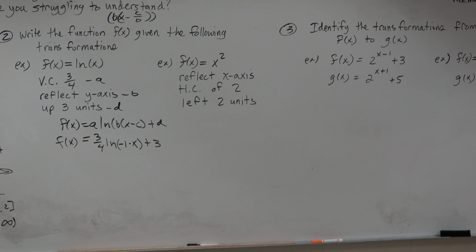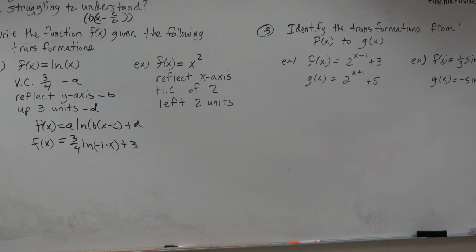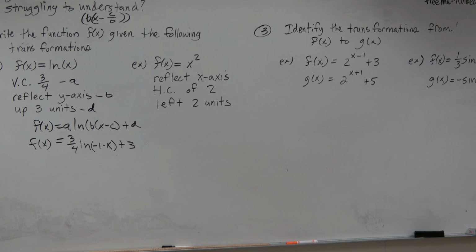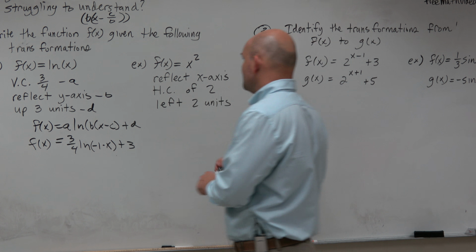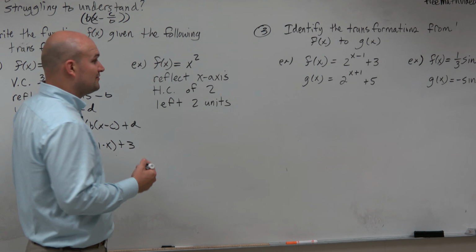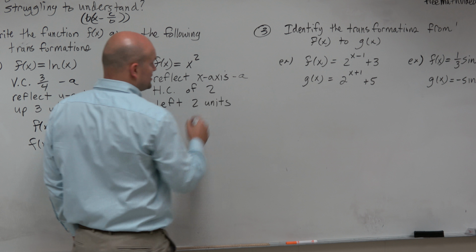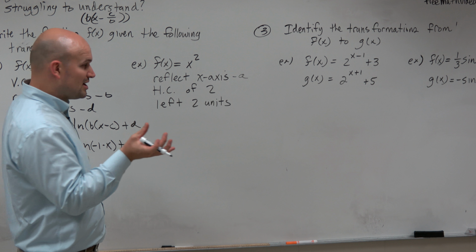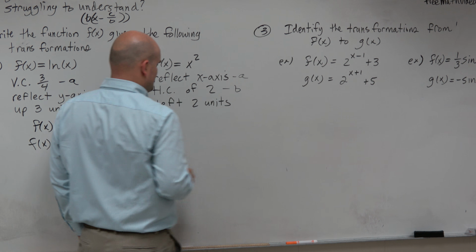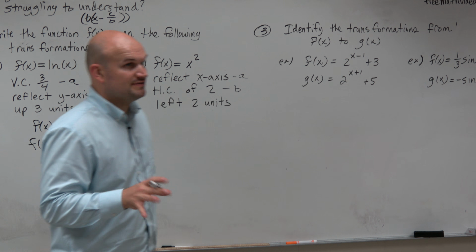So in this next example, we're basically taking our x squared. We're reflecting it about the x-axis. OK? So we see reflection about the x-axis. We know that's going to be our transformation A. Horizontal compression, we know everything with horizontal compression is going to be our B. And then we also know we're shifting it left 2 units.